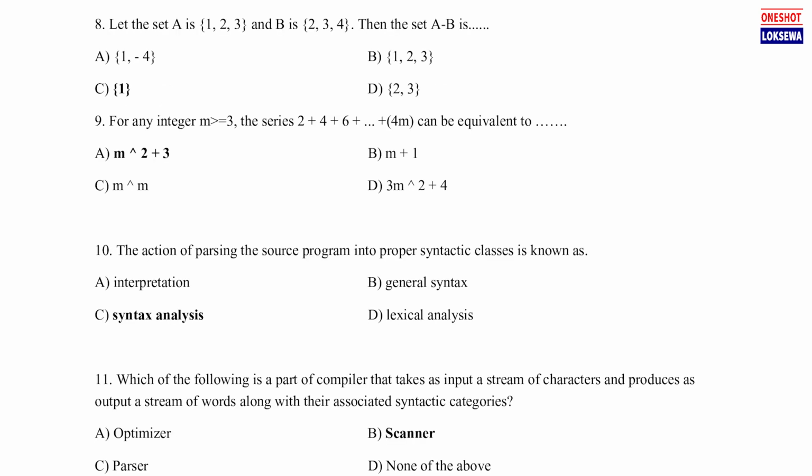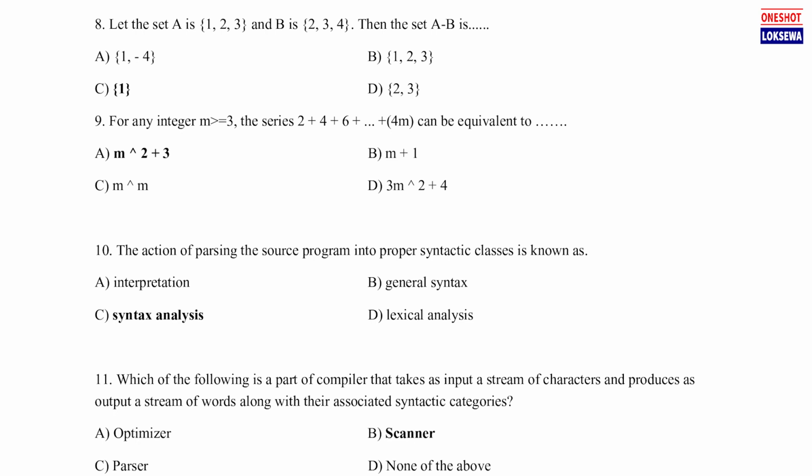9. For any integer m greater than or equal to 3, the series 2 + 4 + 6 + ... + 4m can be equivalent to A. m², B. 3m + 1, C. m, D. 3m² + 4.